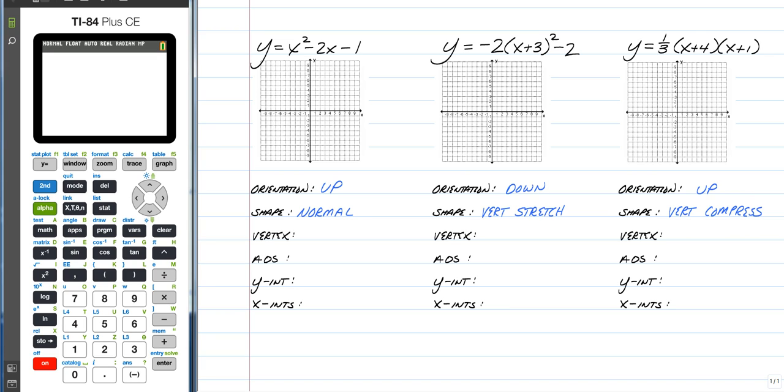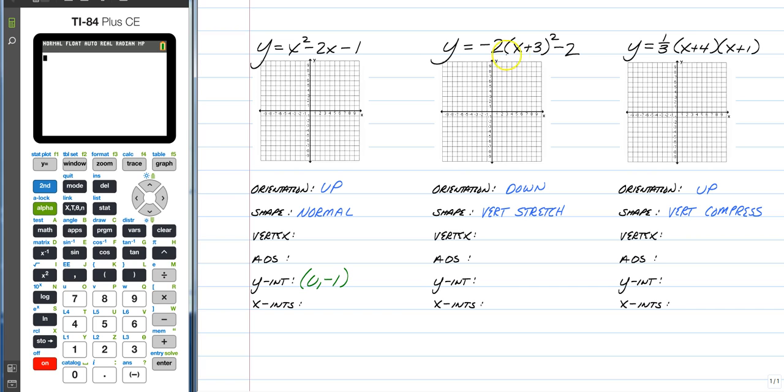Next, I want to talk about what we can determine from the graph without needing a calculator. So if we were to look at the first one, it is in standard form. And remember, the standard form equation will tell you that the c value is your y-intercept. So we do not need a graphing calculator to tell us that our y-intercept is 0, negative 1. Because that's what it's always going to be when we are in standard form.